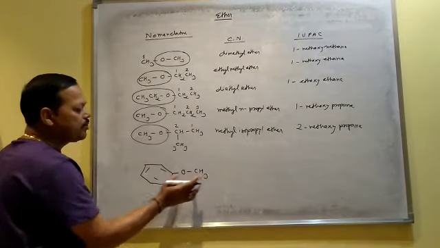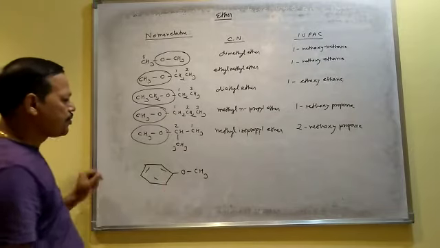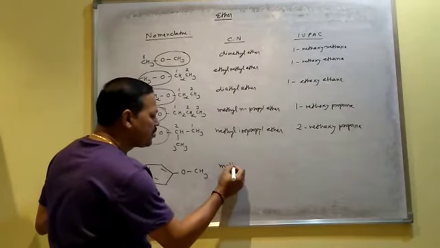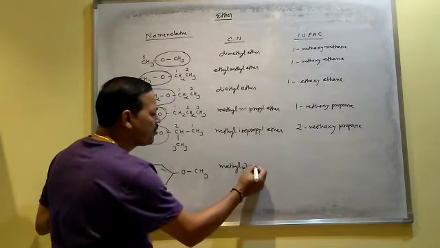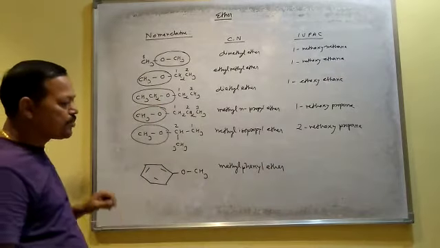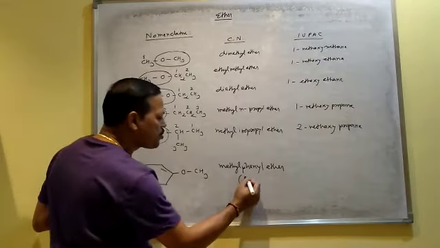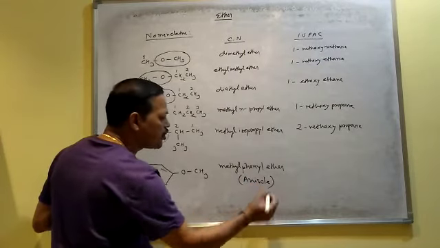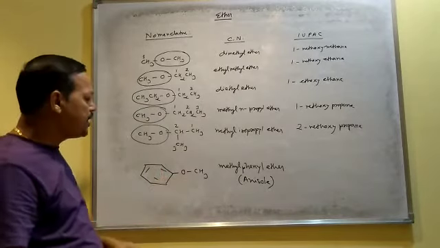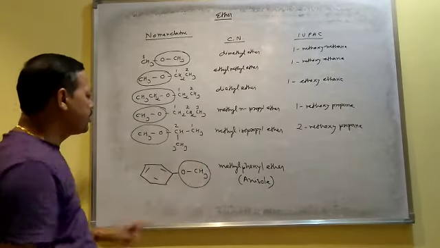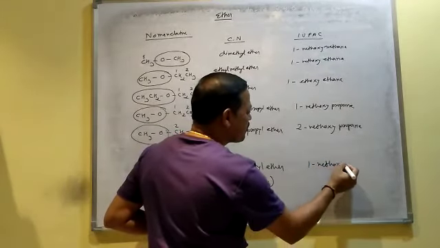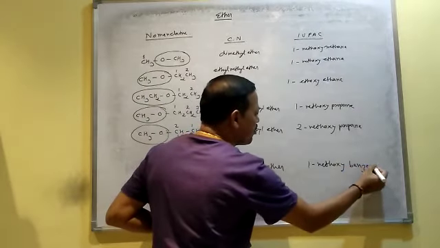One side contains a methyl group, one side contains a benzene ring. Benzene ring is also called a phenyl group. That's why the common name you can write is methyl phenyl ether. And this compound has a specific common name also, which is anisole. Very important name, you have to learn it, anisole. And if you want to write the IUPAC name, this group is called methoxy. So 1-methoxybenzene.